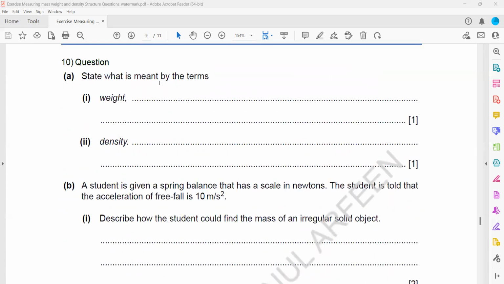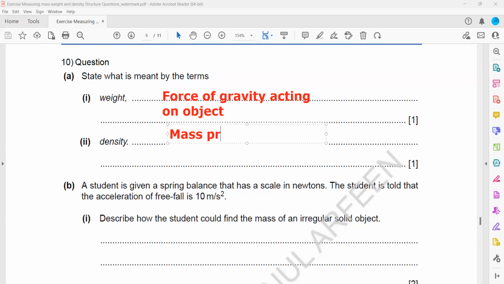Mass divided by volume, we'll get the density. What is meant by the term weight? Weight is the force of gravity acting on the object. Density is the mass present in unit volume.